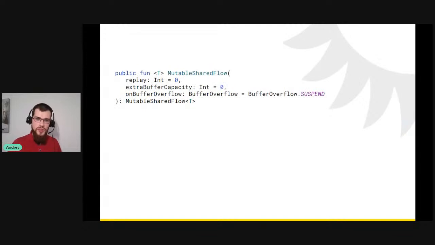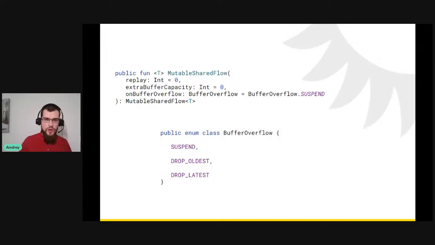The constructor of MutableSharedFlow contains 3 parameters. First is called replay. It is the number of elements that will be stored inside this shared flow and replayed to a subscriber. Second is extraBufferCapacity. This is the number of values buffered in addition to replay. And the last is onBufferOverflow. This is an action on buffer overflow. BufferOverflow is an enum class that contains 3 strategies. I think it is obvious from the names what they do.